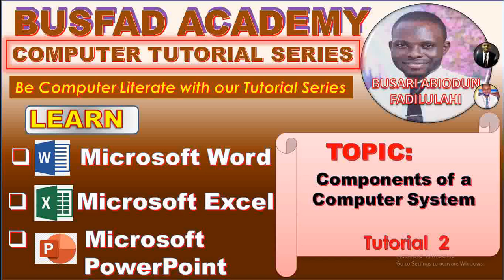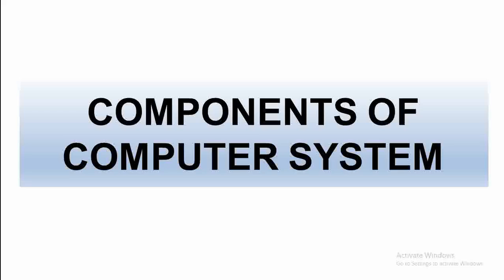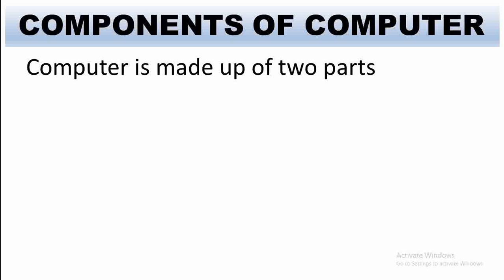In this video, I will be discussing the components of a computer system. So, what are the components of a computer system? A computer is made up of two parts. What are the parts? The first one is hardware, and we have software. Those are the two parts into which the computer's components can be divided.